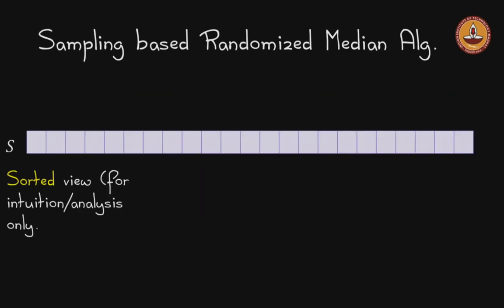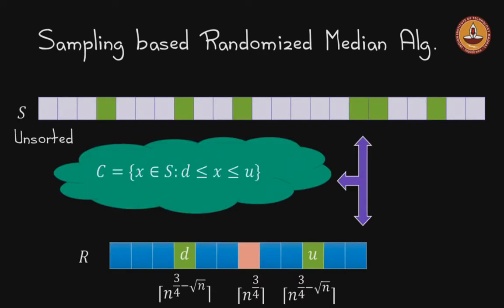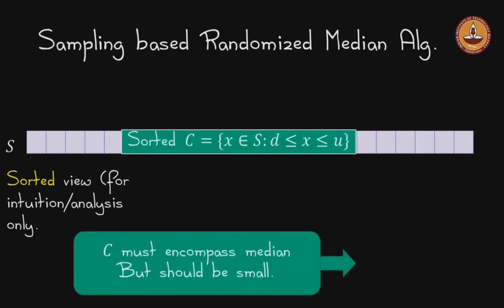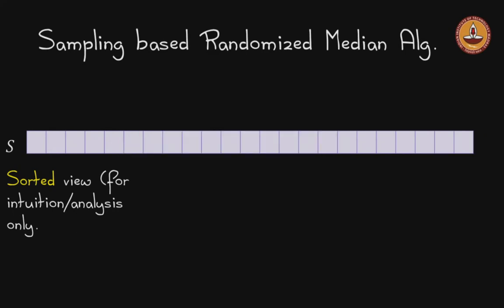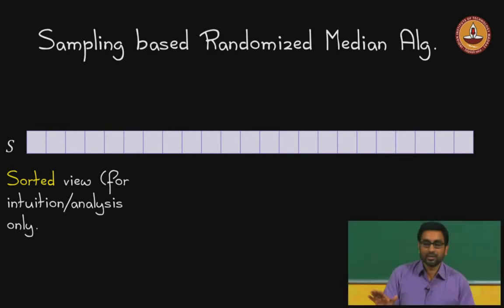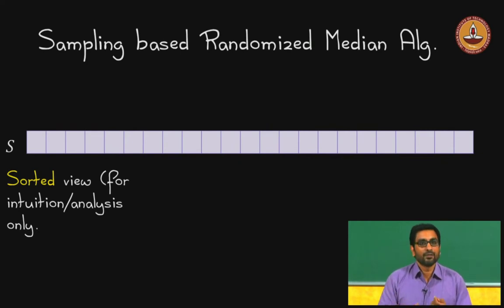So, what is the intuition here? This third object, remember, D is to the left of the median, that is our hope, U is to the right of the median. So, when we are trying to understand the analysis, sometimes we look at S, but we look at it in the sorted view. The sorted view is not available to the algorithm. Remember, the analysis is one thing, the algorithm is another thing. The algorithm works on an unsorted list, but for understanding how the algorithm works, you can view the sorted array and play with it. And that is what we are doing.